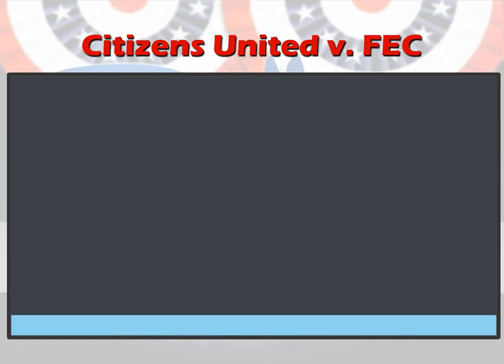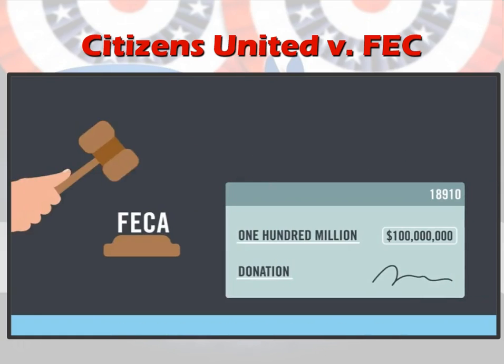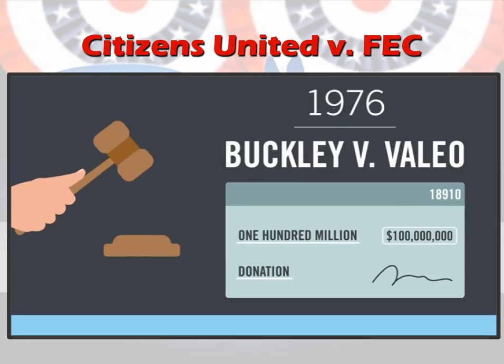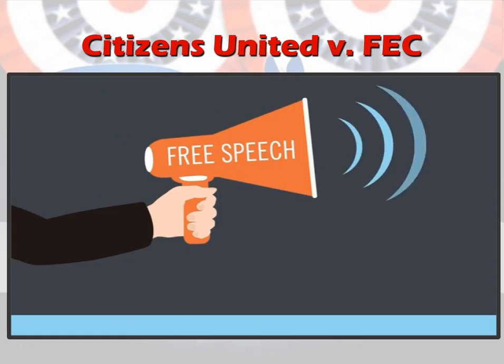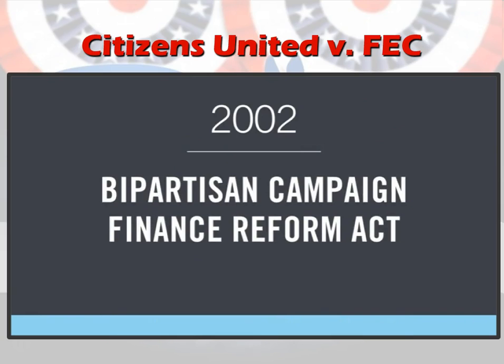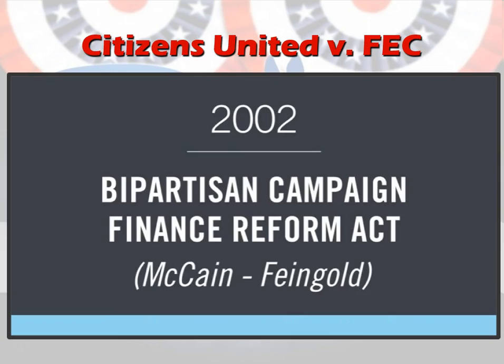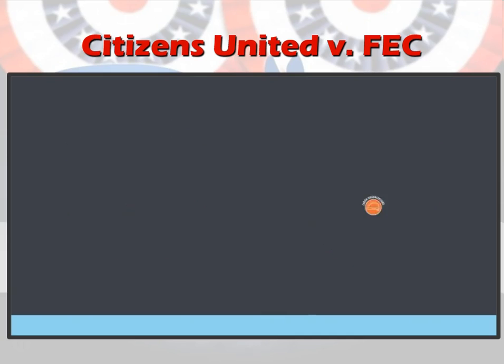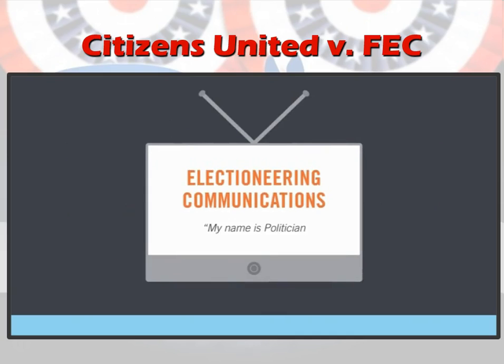The trend toward limiting campaign spending took a turn when the Supreme Court struck down part of the FECA in the 1976 case of Buckley v. Valeo by ruling that restricting independent spending by individuals and groups was a violation of free speech under the First Amendment. Still, in 2002, more campaign regulation came as the Bipartisan Campaign Finance Reform Act, or McCain-Feingold Act, restricted corporations or labor organizations from financing issue-based advertising on behalf of candidates. These are also known as electioneering communications.